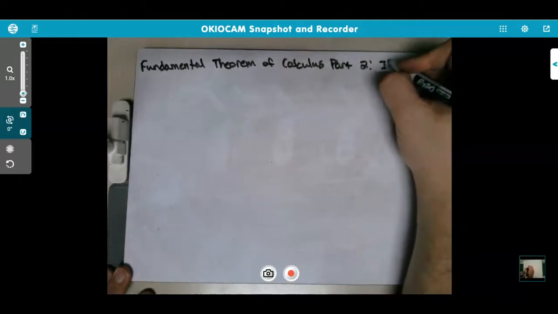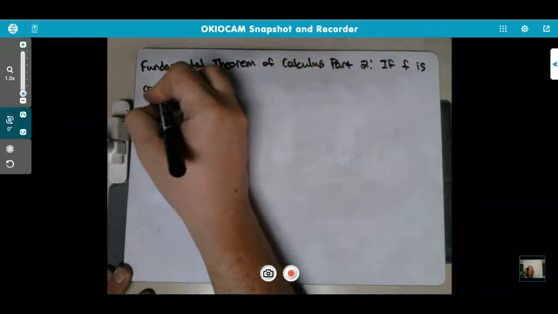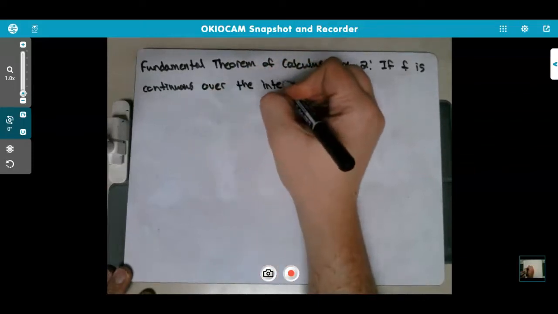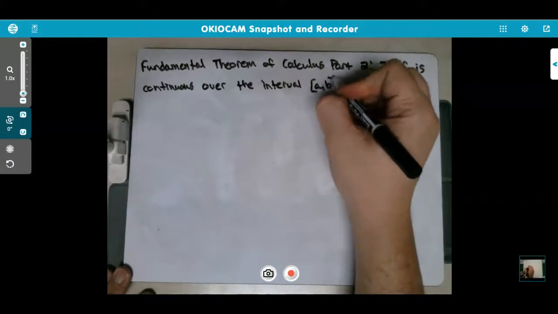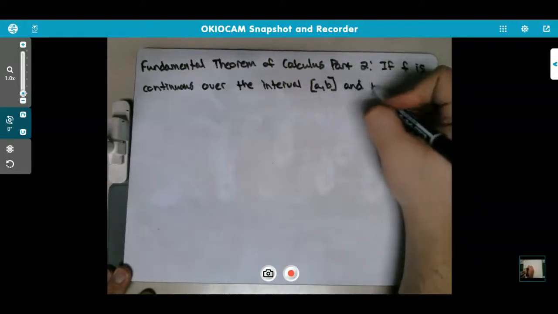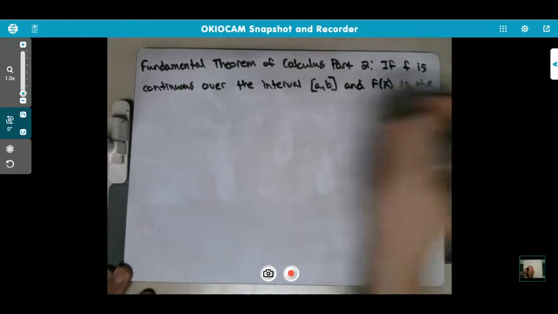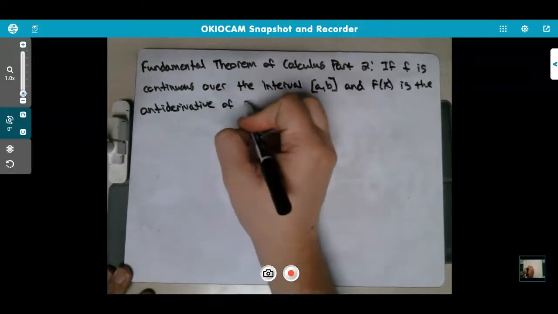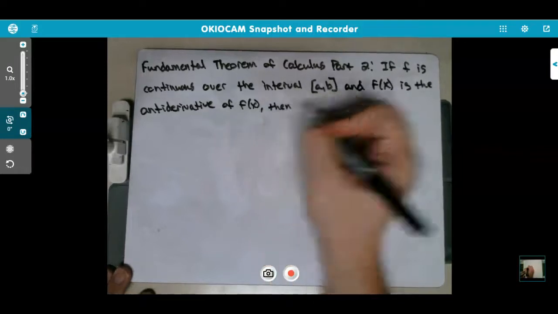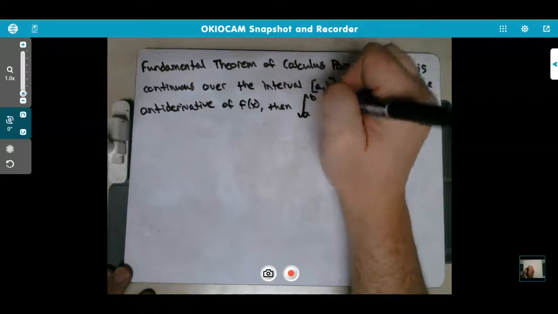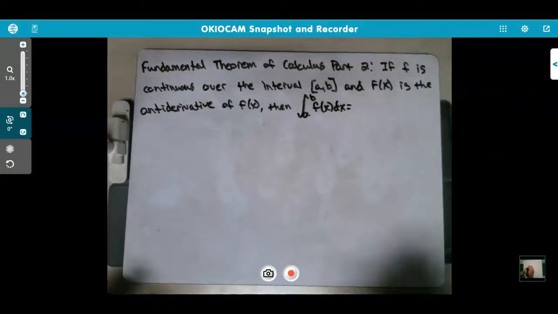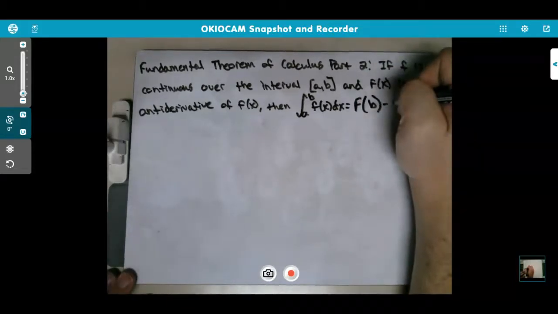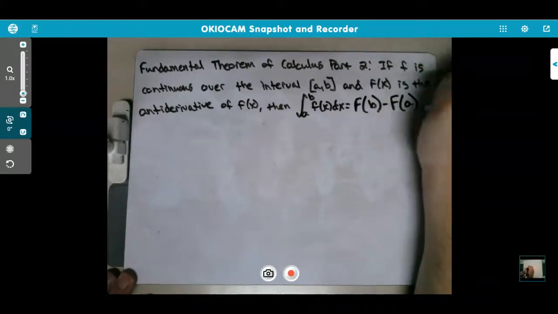And what this says is that if f is continuous over the interval a to b, and if capital F of x is the antiderivative of f of x, then the integral from a to b of f of x dx is equal to the antiderivative evaluated at b minus the antiderivative evaluated at a.